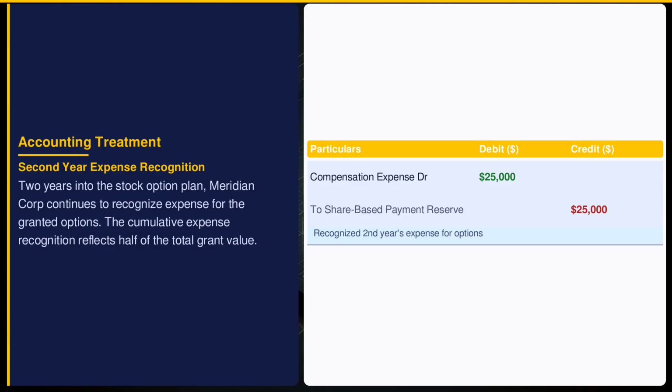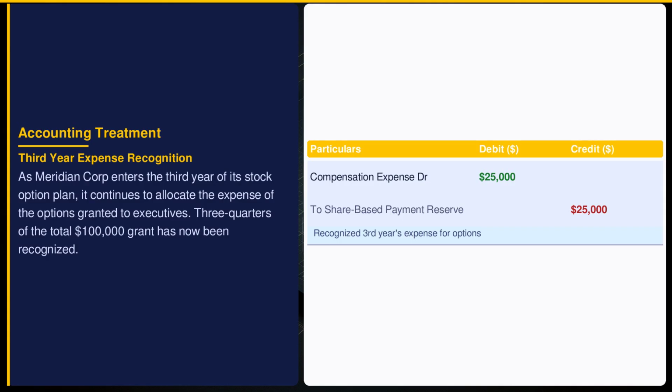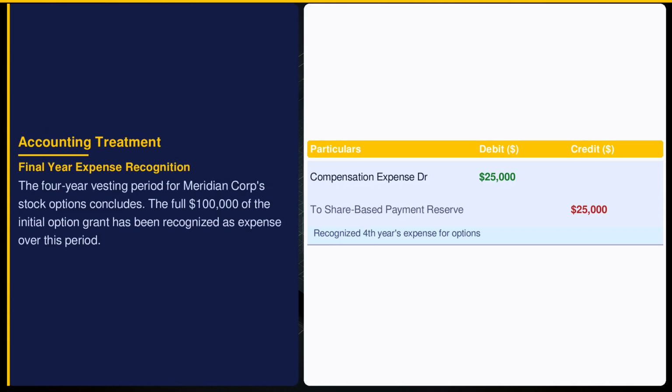For the third year, Meridian Corporation records another $25,000 of expense. This consistency in recognition ensures the financial statements reflect the accruing cost of executive compensation accurately. Following International Financial Reporting Standards guidelines, Meridian meticulously allocates the option grant to match the ongoing service requirement. With the final year's $25,000 recognized, Meridian completes the vesting cycle, ensuring all option-related expenses have been matched to the periods benefiting from executive service.